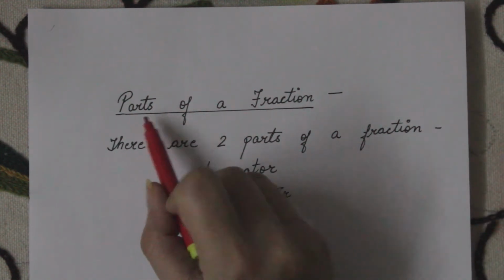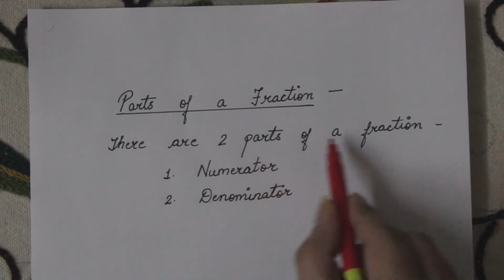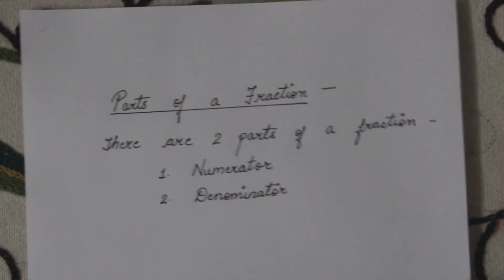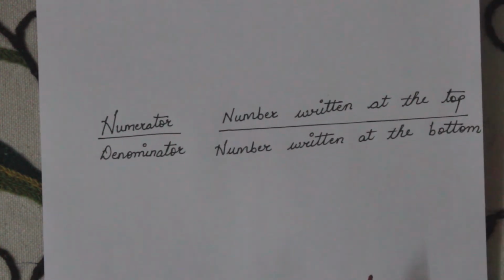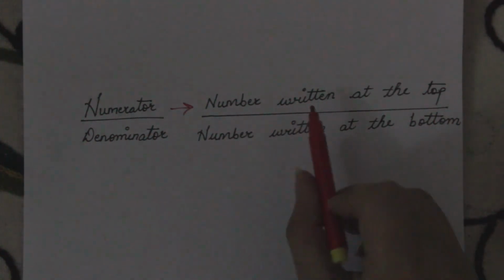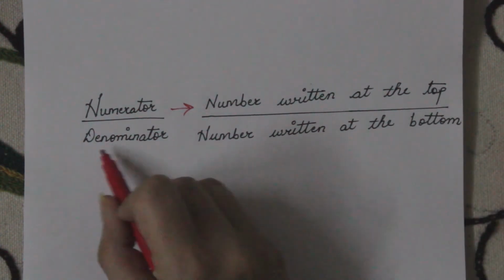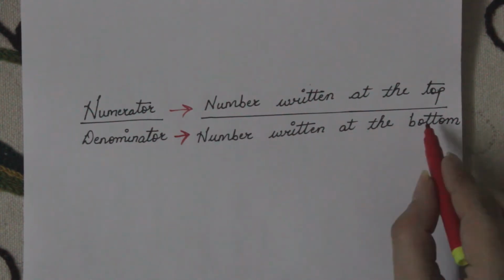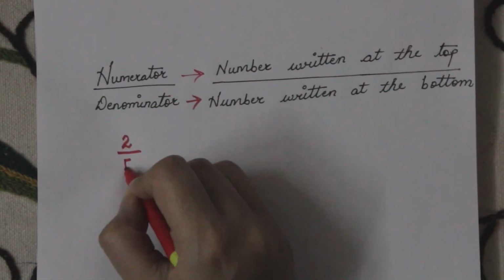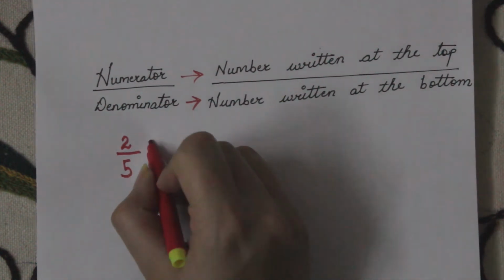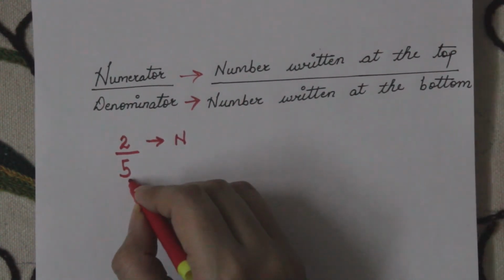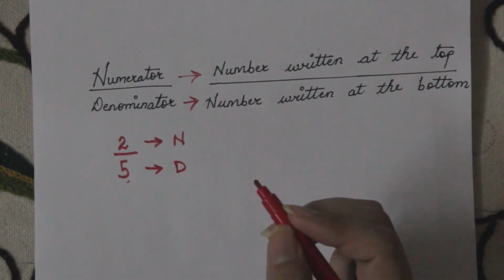Now we'll study about parts of a fraction. There are two parts of a fraction. First one is called the numerator and the second one is called the denominator. So what actually is a numerator and the denominator? Numerator is the number written at the top, whereas the denominator is the number written at the bottom. So for example, if I take a fraction 2 by 5, in this case, because 2 is written at the top, so 2 becomes the numerator, and similarly because 5 is written at the bottom, so 5 becomes the denominator.